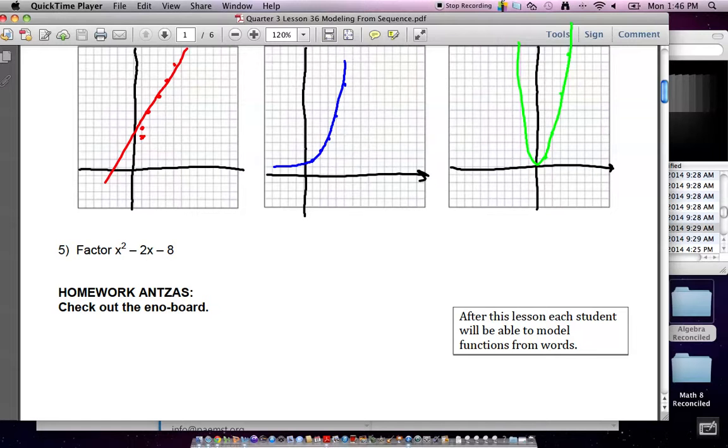The reason I could tell the green one is going to be quadratic and not exponential like the blue one was that the second difference is a constant. They all came out to be 6 on the second difference. That's what tells me that it has to be quadratic. Okay, very good.